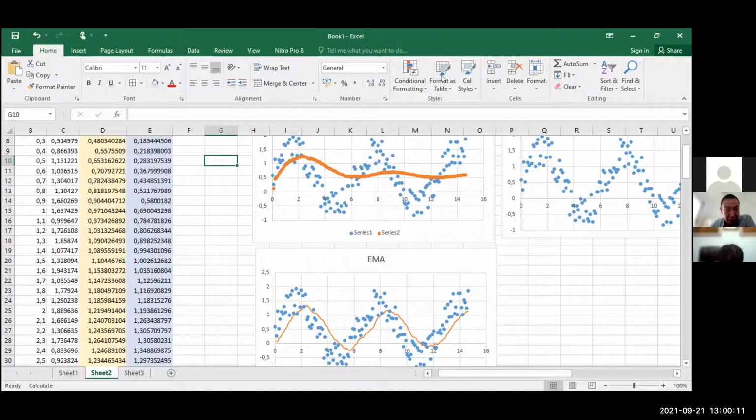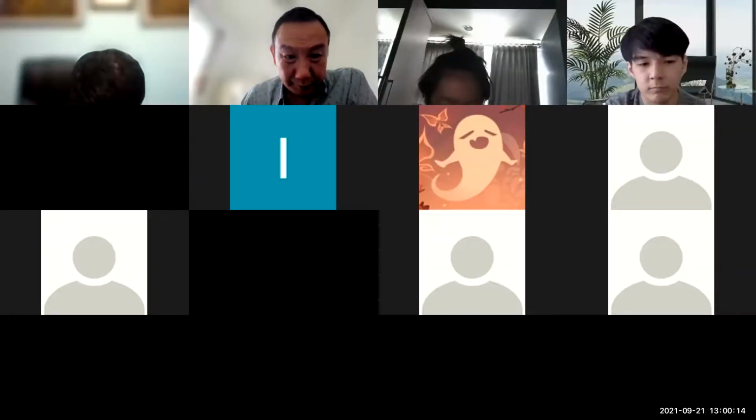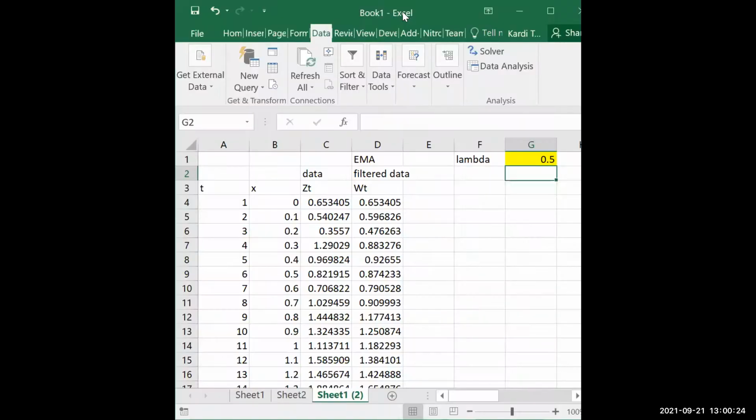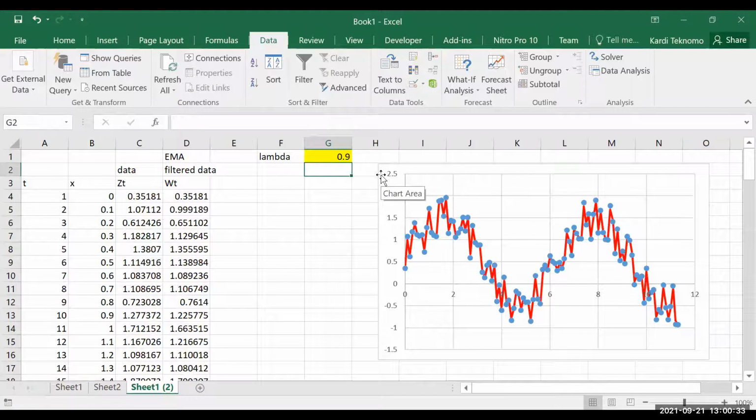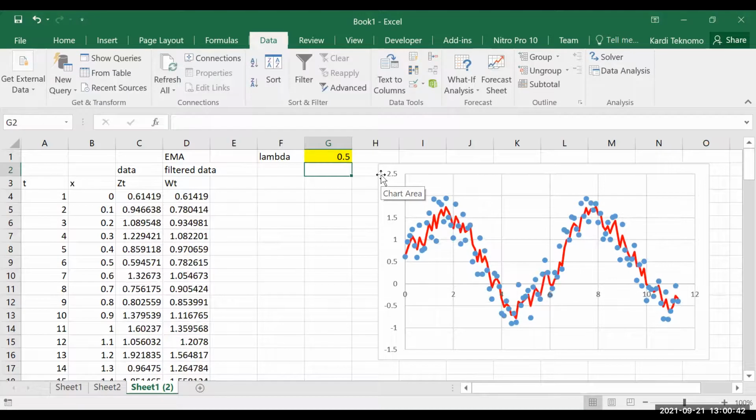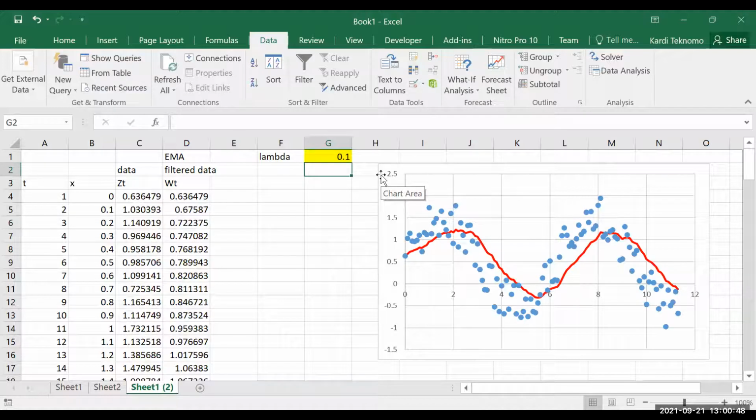So let me try this. Okay, I will share my screen. So, say I put 0.9 here. It's very noisy, it's closer to the data, isn't it? It's not that good. If I put 0.5, again, it's closer. If I put 0.1, it's closer to the actual pattern, right? But how are you going to find the parameter here?